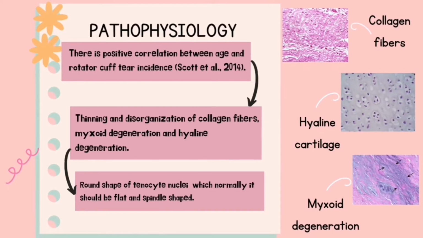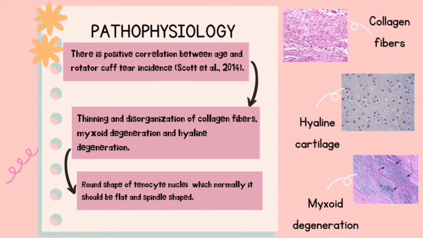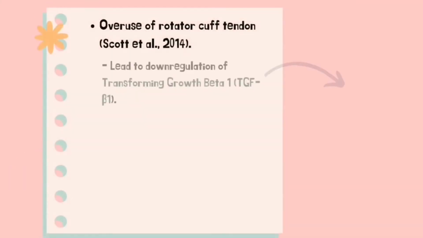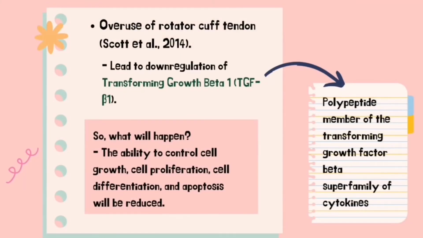There is a positive correlation between age and rotator cuff tear incidence, and many histologic changes have been documented as people get older. Hashimoto and colleagues observed 80 patients and found thinning and disorganization of collagen fibers, myocyte degeneration, where the connective tissue is replaced by mucus, and lastly, healing degeneration. Other studies by Longo and colleagues found that the tenocyte nucleus was round in shape, when normally the shape should be flat and spindle. Other than that, overuse of the rotator cuff tendon can lead to downregulation of transforming growth factor beta-1, or we can call it TGF-beta-1.